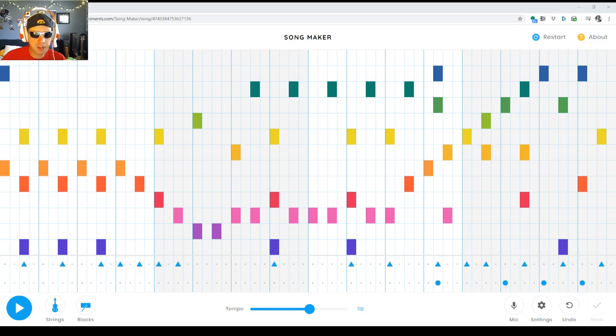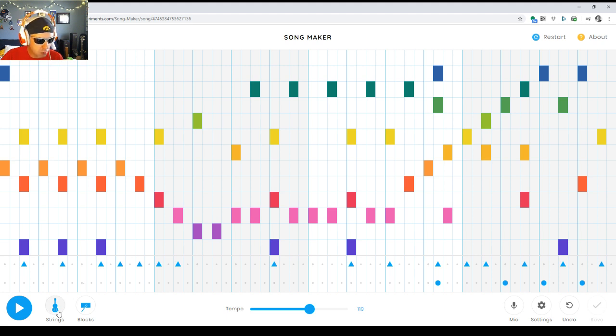Hey everybody, it's time to take a look at another student creation on Chrome Music Lab's SongMaker. This piece is called Bubbles, and you can see that this composer has taken the time to change up some of the default settings on Chrome Music Lab. So I'd like to show those off first.